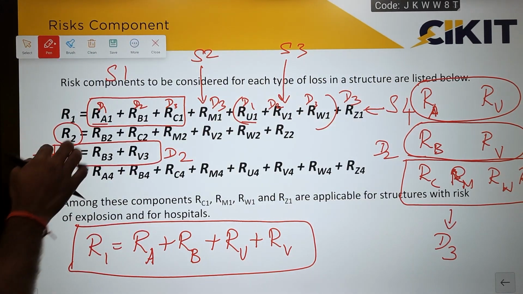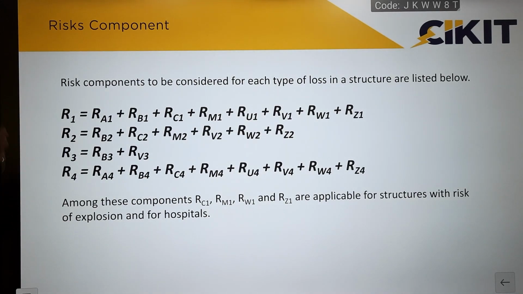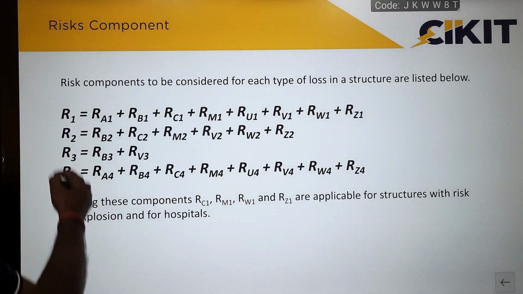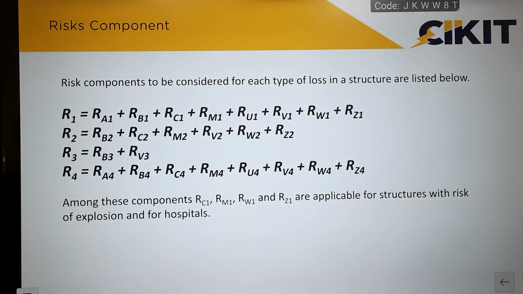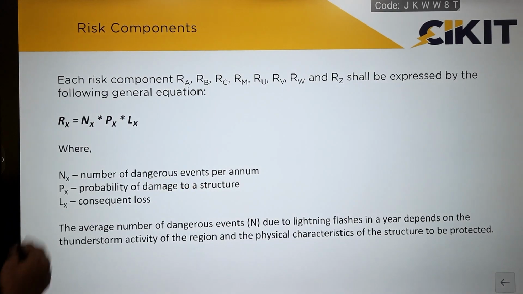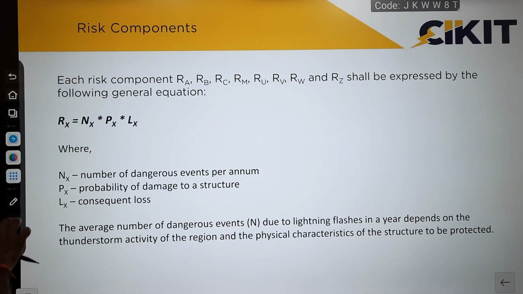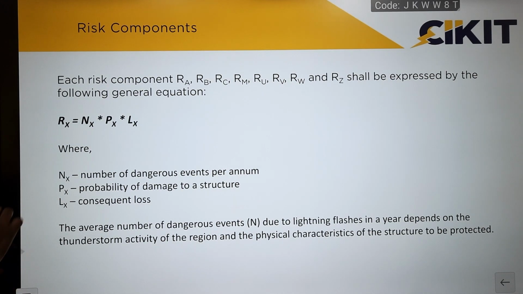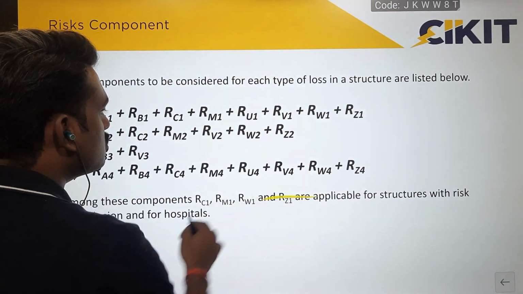These are the different components of this risk assessment. If you take R1, R2, R3, R4, these are the 4 risks, and each risk is made up of different components. So we have to group and add the risk components to find the value of R1. Each risk component Rx is made up of 3 different parameters: Nx, Px and Lx.